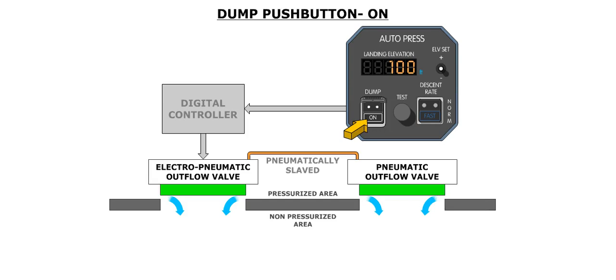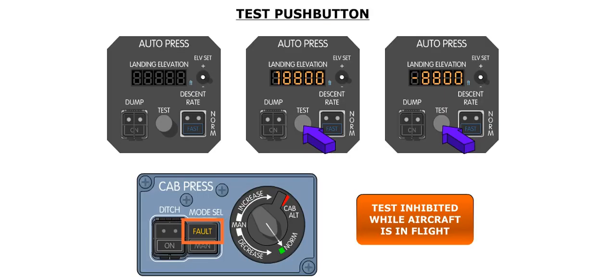The test button electrically tests the pressurization system. The indications of a successful test are the numbers 18,800 and -8,800 alternating in the landing elevation window. In addition, the amber fault caption illuminates in the mode selection push button. It should be noted that the test function of the pressurization system is inhibited when the aircraft is in flight.